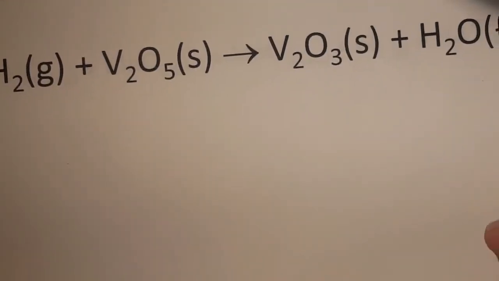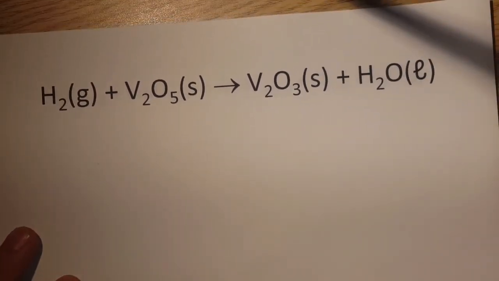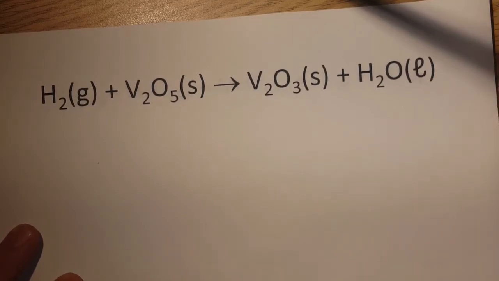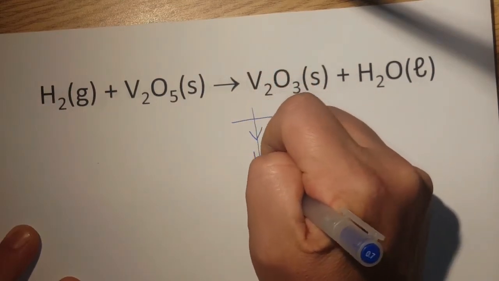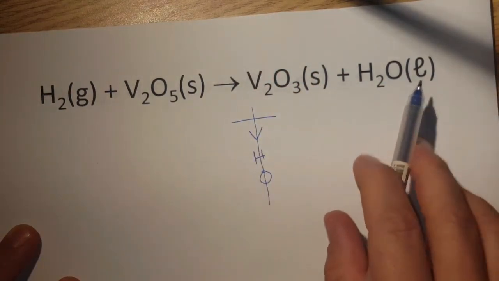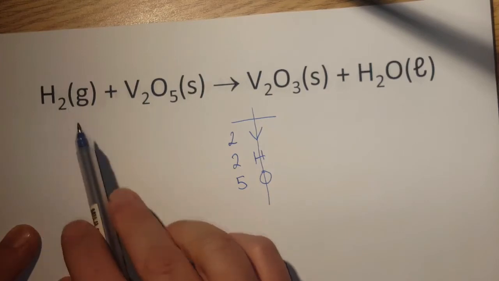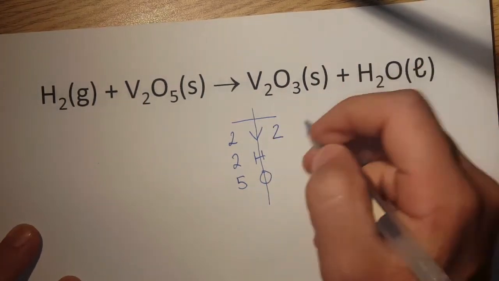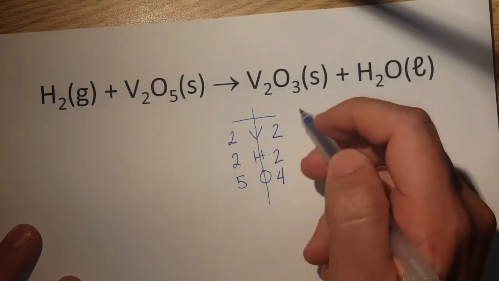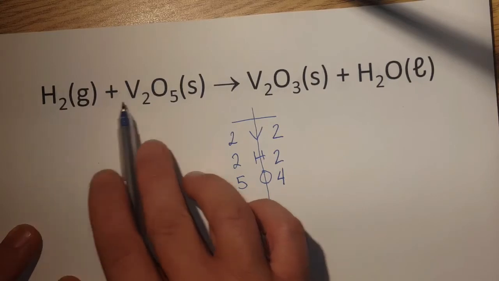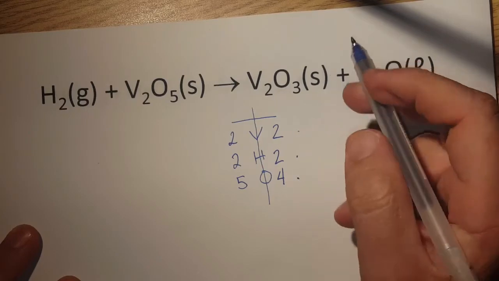Let's take a look at another example. So here we have our example. Again, I'm going to make my chart and list my elements. 2 vanadium, 2 hydrogen, 5 oxygen, just the subscripts. And on the other side, 2 vanadium, 2 hydrogen, and 4 oxygen. So now when we look, vanadium is balanced, hydrogen is balanced, but oxygen is not balanced. Again, we have our even and odd.